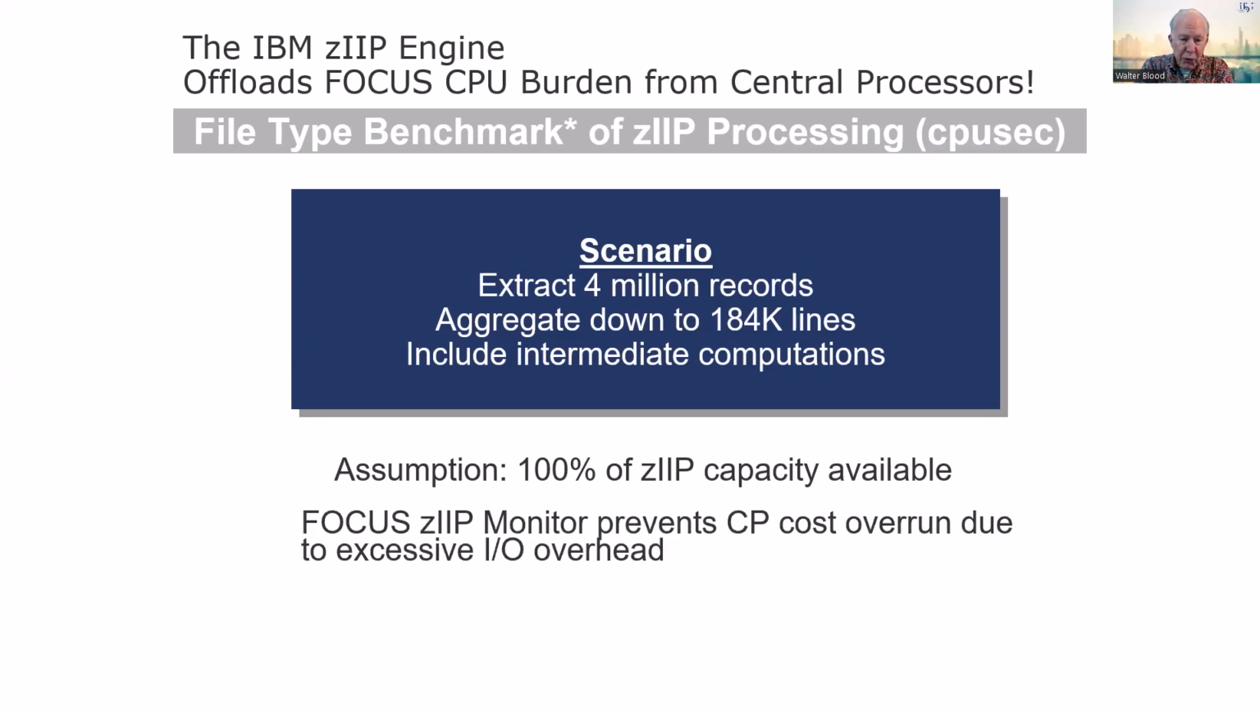But it also includes the fact that FOCUS has a zIIP monitor built into it that is going to prevent CP cost overruns due to excessive I/O overhead. The way that FOCUS works with zIIP, anytime that FOCUS has to do an I/O, it has to move from the zIIP engine, if it's in there, back to the TCB, the task control block. In doing so, it's creating a little bit of overhead, a tiny bit, but it has to do it. So with lots of I/O, you've got lots of movement between the zIIP engine and the CP, and this is where we could run into a cost overrun. The FOCUS zIIP monitor is there to prevent that from happening.